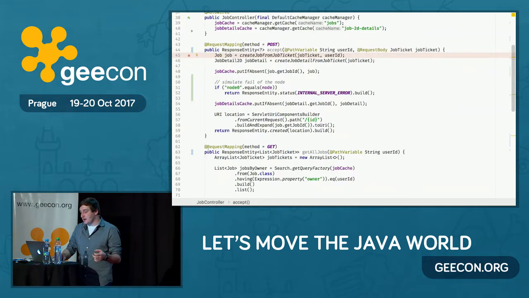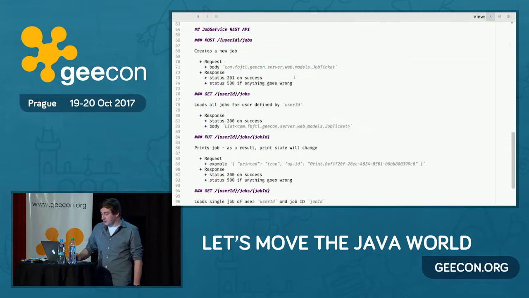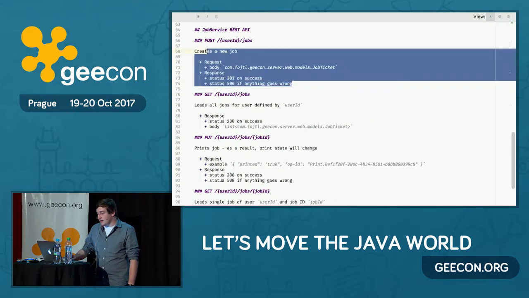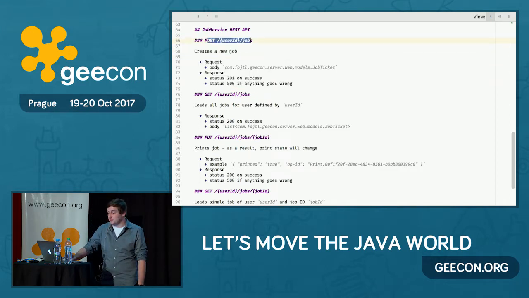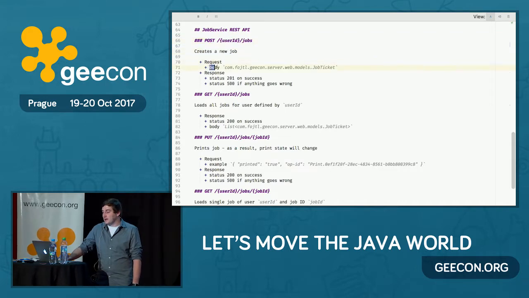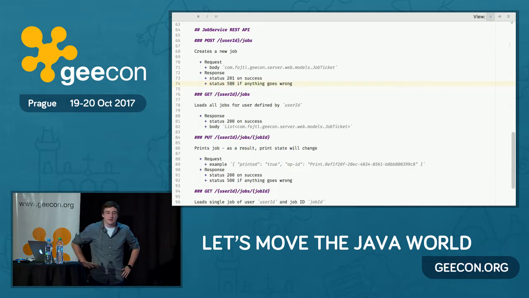And this controller has a method that's called accept. Let me go here, and the accept is basically something like this. So when I send a POST request to this URL, it will create a new job. In the request, there will be an instance of the job ticket, and my service will either respond with 201 HTTP status code on success, or 500 if anything else goes wrong. This is really a toy example, so I'm not dealing with authentication and all other stuff.